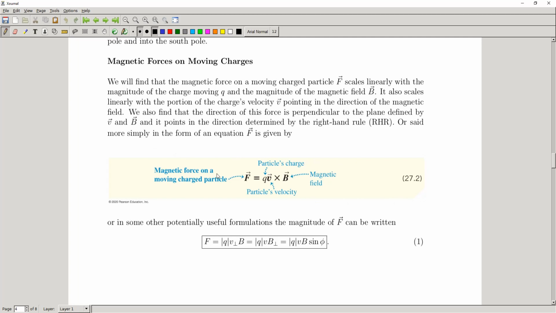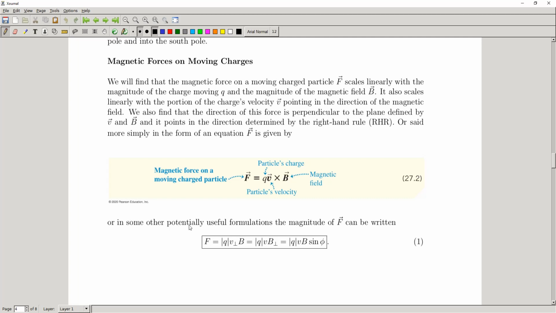So this is it. Magnetic force on a moving charged particle is going to be a vector quantity, and it's going to be equal to the particle's charge times the cross product between the particle's velocity and the magnetic field. Okay, and those are both vector quantities. That's why it's a cross product.